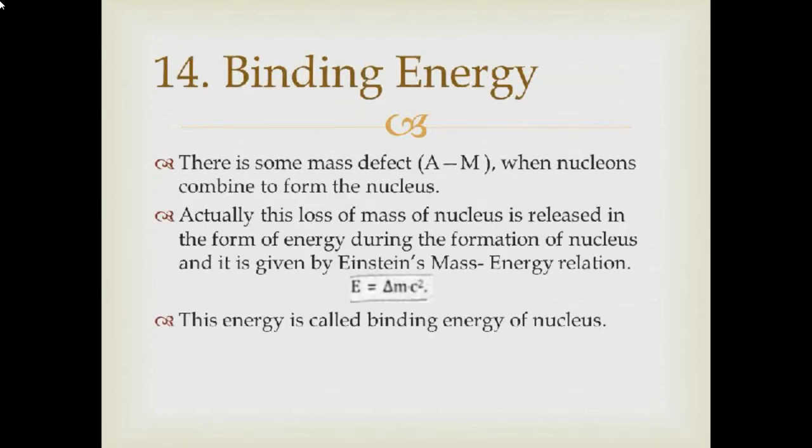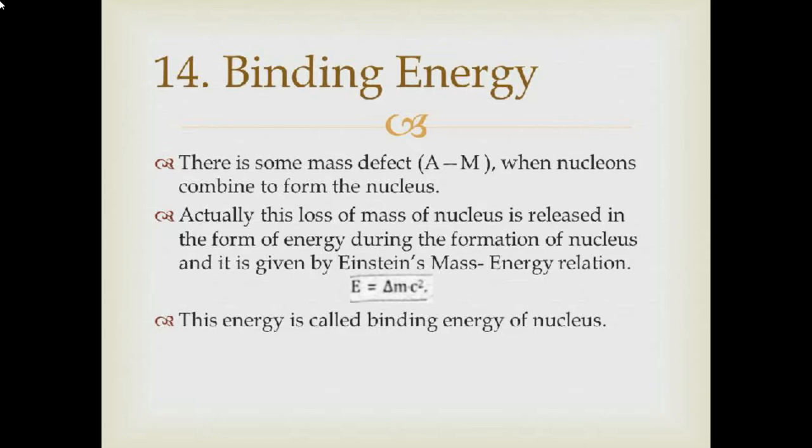Now we are going to see binding energy. There is some mass defect, as we already saw, A minus M, when nucleons combine to form a nucleus. This loss of mass is released in the form of energy during the formation of the nucleus. During that formation period, the difference in mass is lost in the form of energy, and it is governed by the famous Einstein mass energy relation. We know that E is equal to mc square, but in this case E is equal to delta m c square, where delta m is the mass defect.